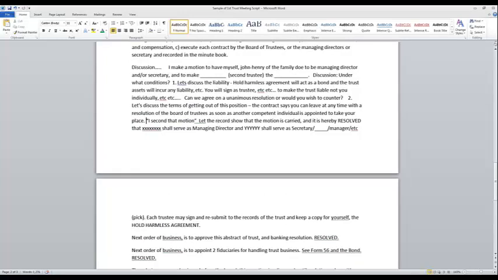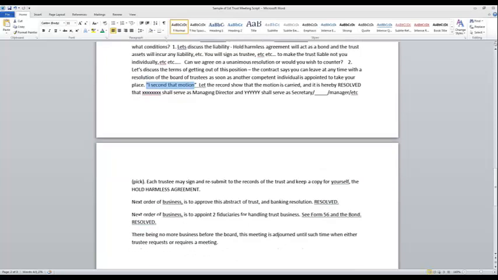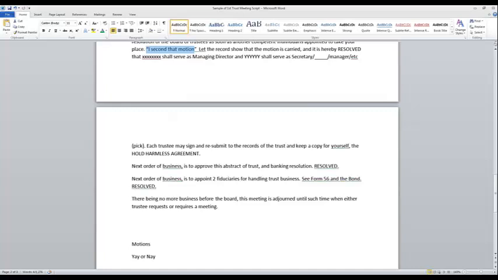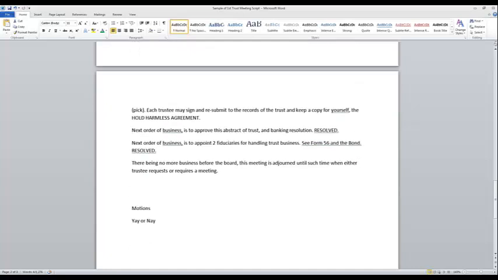Okay, let's vote. I move us to approve this, this, and this. I second that motion. Let the record show the motion is carried and it is hereby resolved that so-and-so will serve as the managing director and so-and-so will serve as the secretary trustee. Sign this, sign this. You make a copy, put it in the trust records, and I get my copy. Each trustee may sign, resubmit to the records of the trust, and keep a copy for themselves.